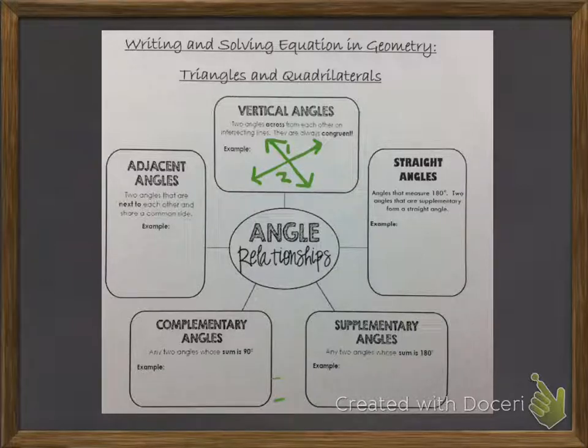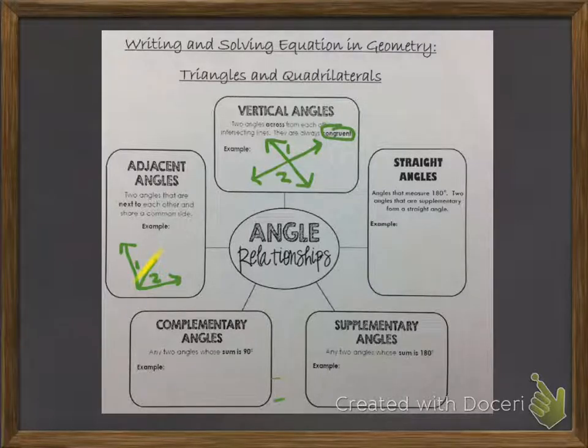Vertical angles are two angles across from each other on intersecting lines. They are always congruent, and that's the important part to remember about vertical angles. Then we have adjacent angles, two angles that are next to each other that share a common side. So this right here is that common side that they share.